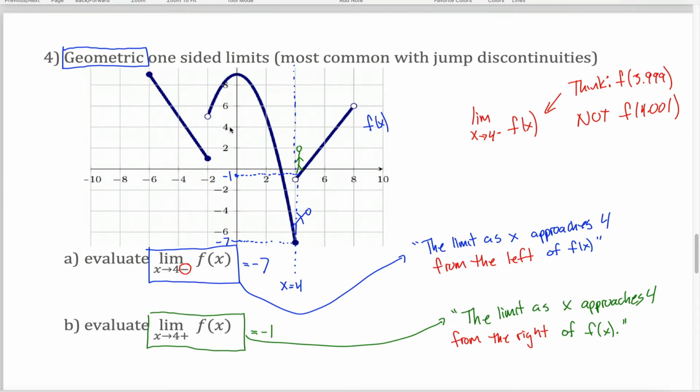But you might wonder, what if somebody gave you this graph and just said, what is the limit as x approaches 4, and didn't put this superscript on it? Am I coming from the left? Am I coming from the right? Do I have two different answers? Is my answer the average of these two? What do I do?